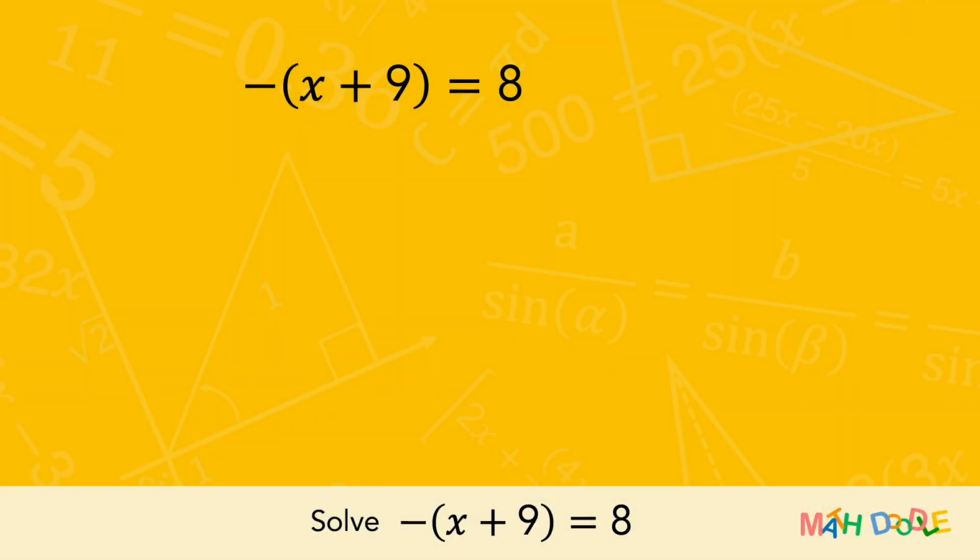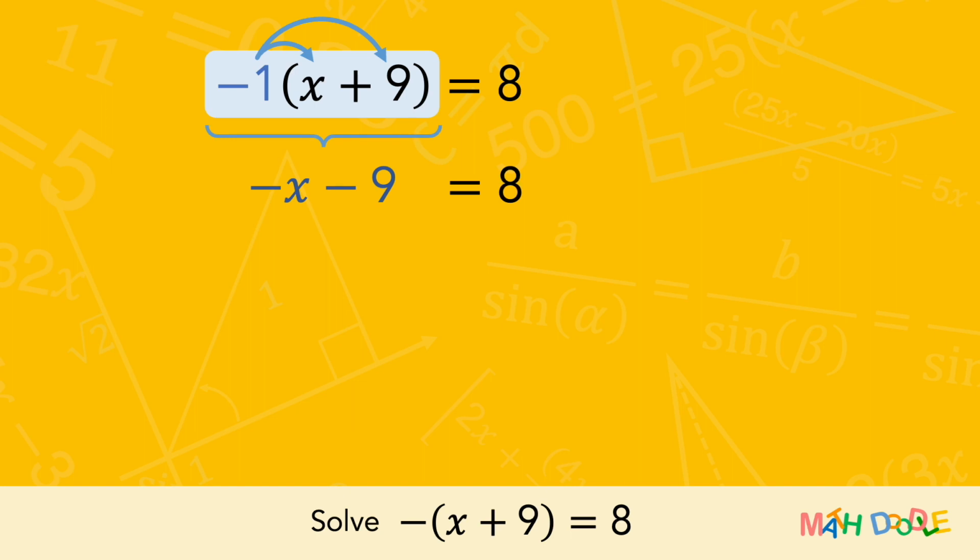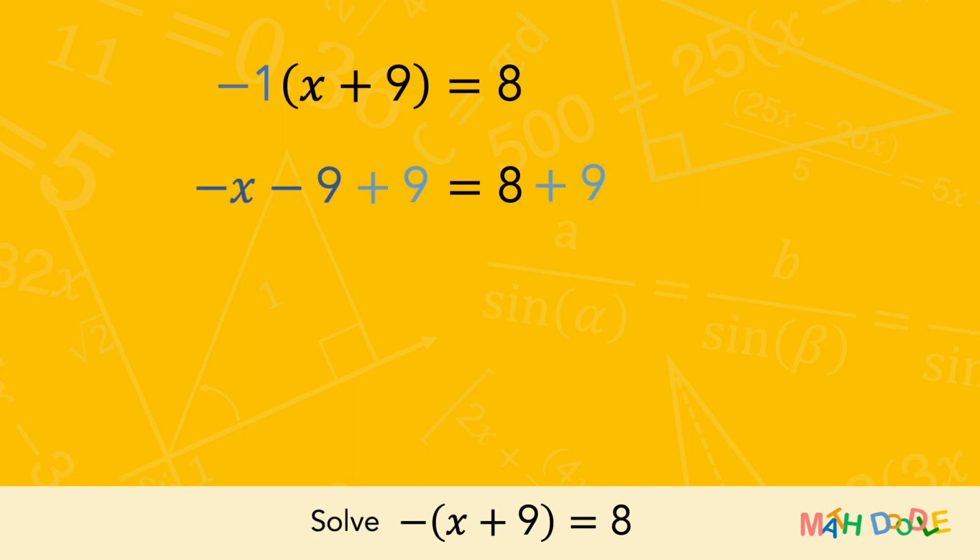To solve this equation, let's first remove the parentheses by multiplying each of x and 9 by -1. Now, we are going to rewrite the equation so that the left side of the equation has only x. To do this, let's eliminate -9 on the left side of the equation. So, we are going to add 9 to both sides of the equation.